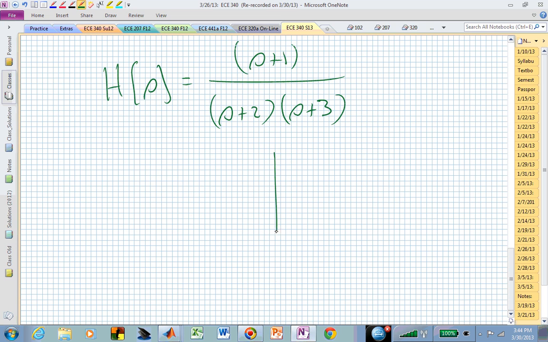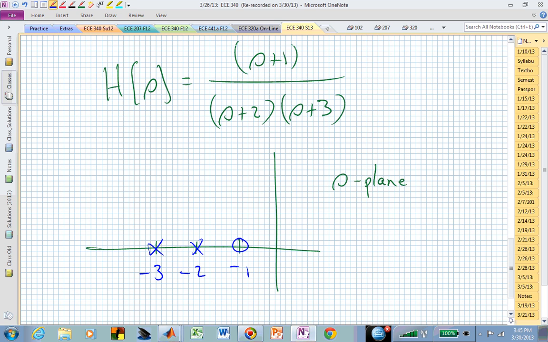One way you can do that is to think about that transfer function as a collection of poles and zeros in the complex S-plane. We just said where those were located. We said that we had a zero at -1, and we had a pole at -2 and another pole at -3.